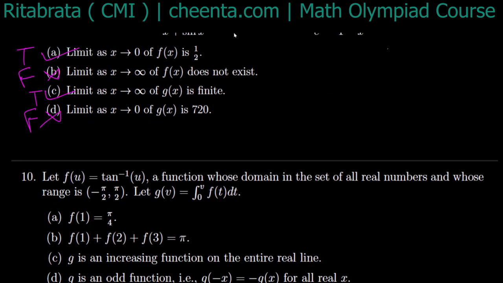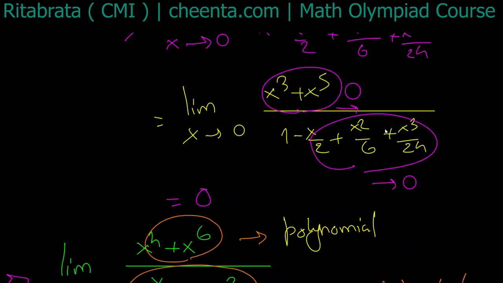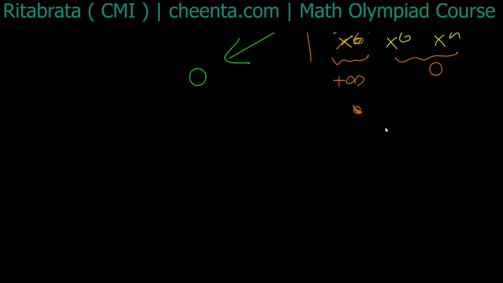F of 1 is pi by 4, it is obvious because tan inverse 1 is pi by 4, because tan of pi by 4 is 1. This is true. The second part, f1 plus f2 plus f3 equal to pi, you can easily verify this using this thing.